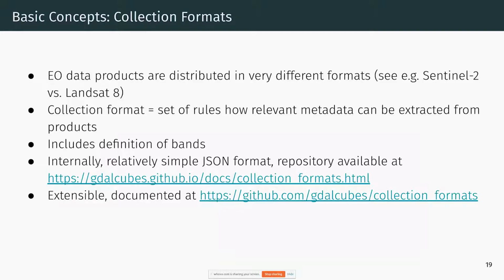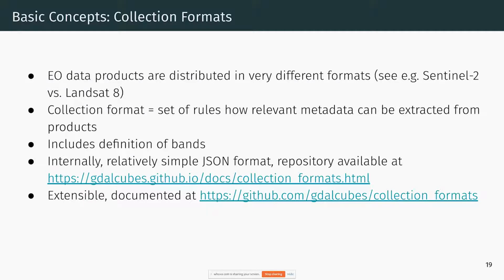So as I said, these data products are distributed in very different formats. The example of Sentinel-2 is pretty impressive in that regard, because it has this complex folder structure where you really have to search for the actual image data for some time when we open it the first time. And Landsat 8 is an example which has a very simple format, I would say, where you just get a collection of GeoTIFF files in one folder.